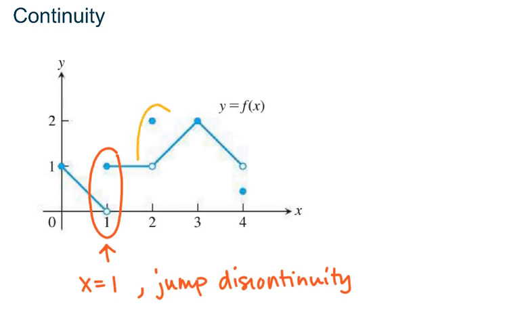Also, at x equals 2, because there's a hole in that graph, technically we would lift our pencil. Same with at x equals 4. So, at x equals 2 and x equals 4, we have what is called a removable discontinuity.